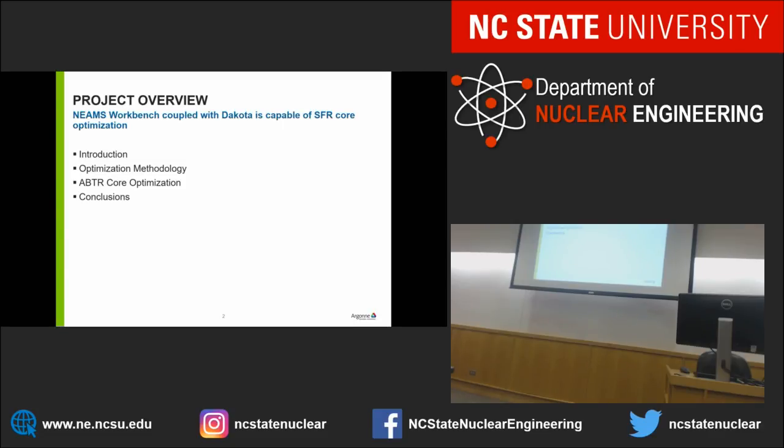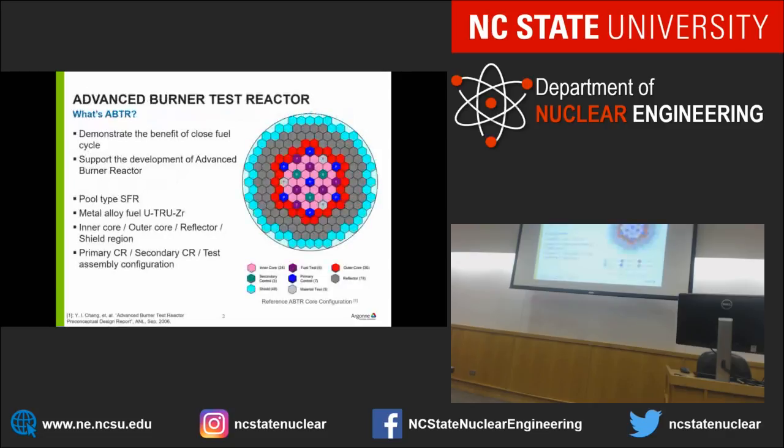Before the optimization, we need to have a reasonable core to start with. So we selected the so-called ABTR, the advanced burner test reactor. It's mainly designed at Argonne National Lab, and it's a pool type sodium fast reactor. And we studied the metallic fuel, which is uranium, transuranium, and zirconium.